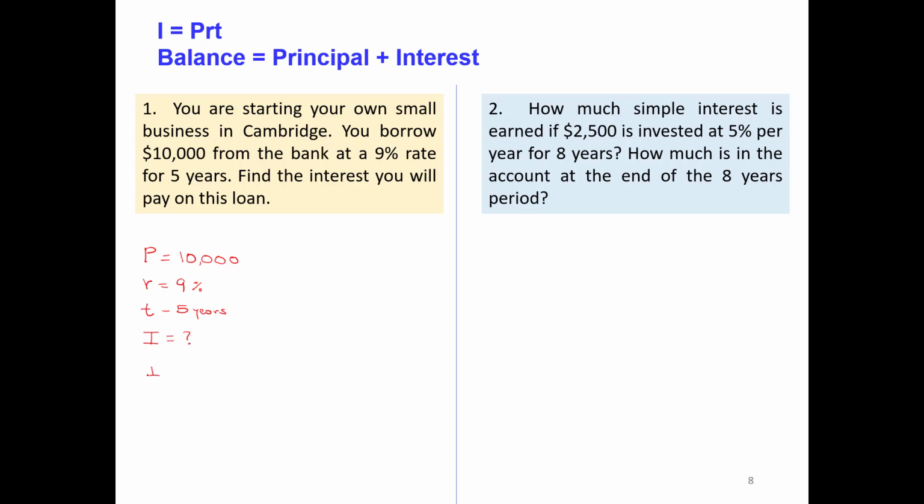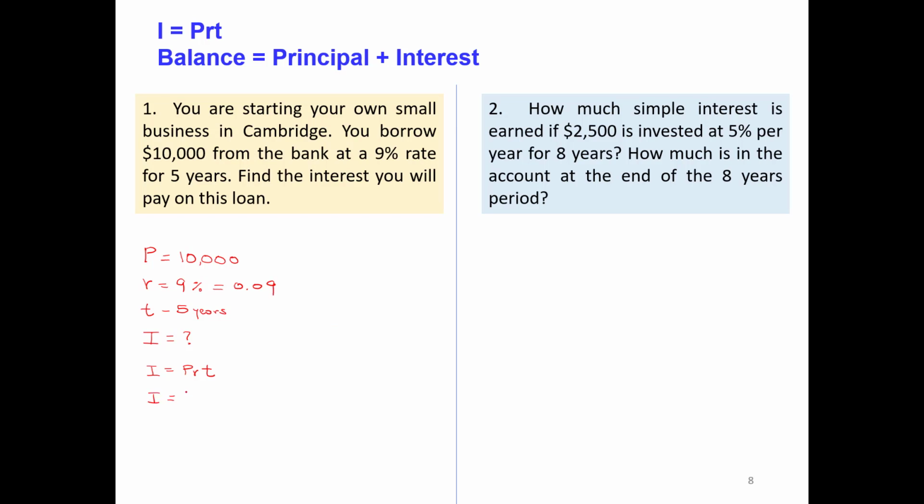And let's write the equation here, the interest equation. To calculate the interest, we just plug in the information we know. But before plugging in the information, remember we always need, in order to do calculations, to convert the percentage into decimal notation. The 9%: remember, you need to divide by 100 or move the decimal point 2 places to the left. And this is 0.09.